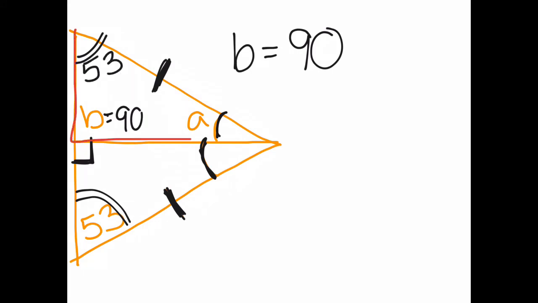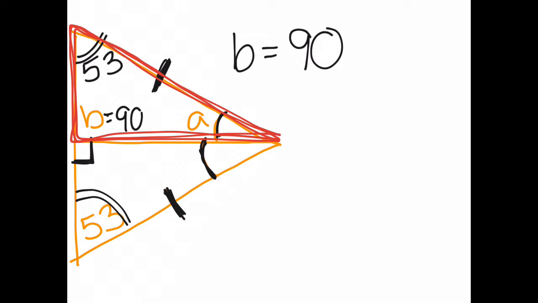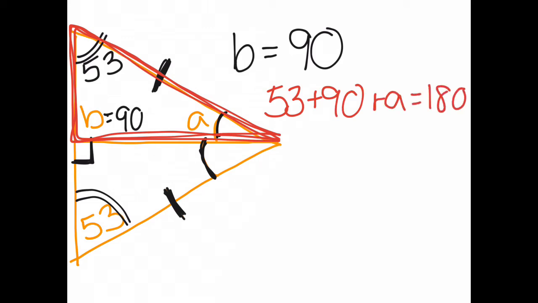So in this top triangle up here, kind of in red that I've outlined here, we know two of those three angles, which means we can find the third by subtracting from 180. So 53 plus 90 plus angle A would have to equal 180 degrees. And when you do the math there, what you get is that A equals 37.